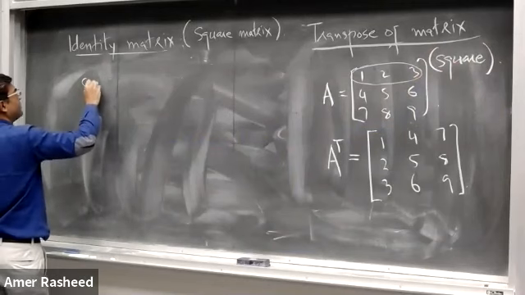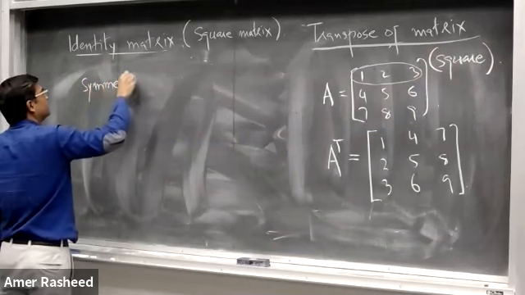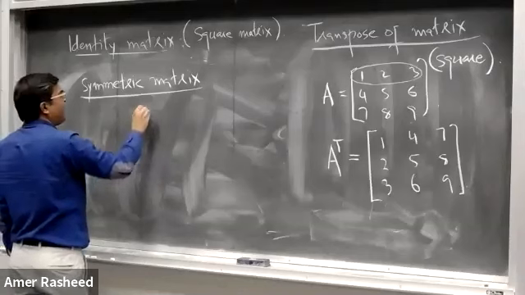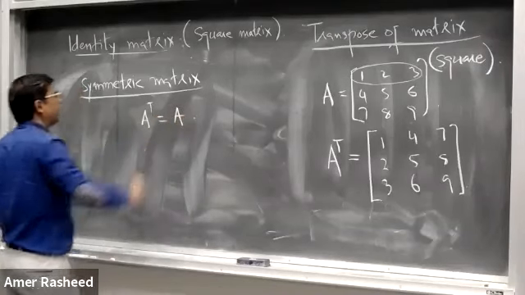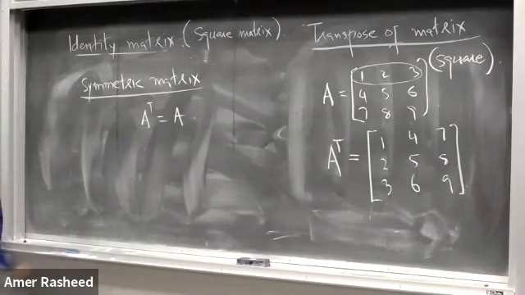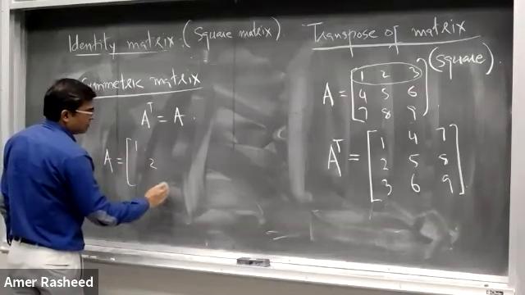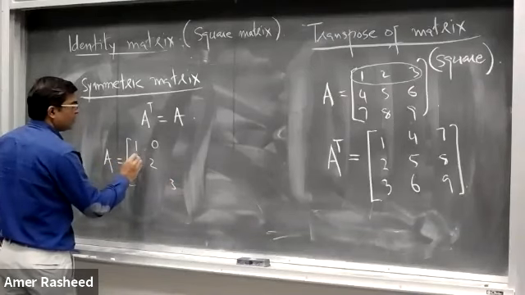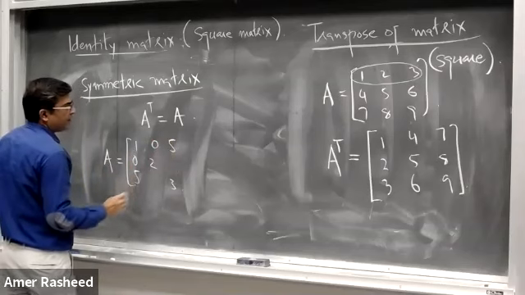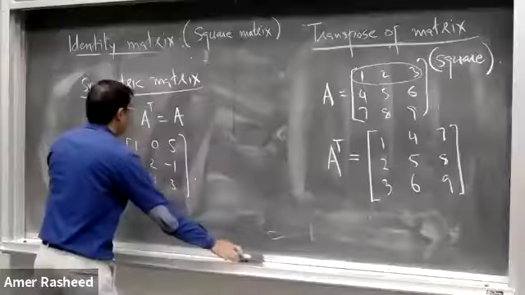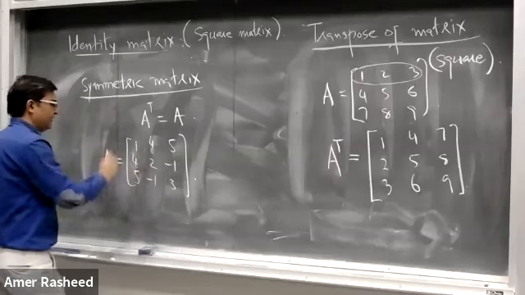Now, next is the symmetric matrix. Its basic definition is, if a matrix transpose is equal to itself, then that matrix is called a symmetric matrix. For example, if I write A is equal to 1, 4, 5, then 4, 0, -1, then 5, -1, 3. It is not necessary to have 0 here, it could be some other number as well. You write 4 here, for example.